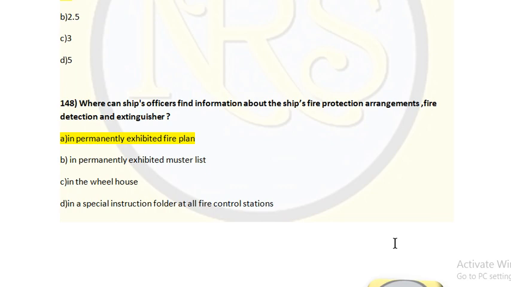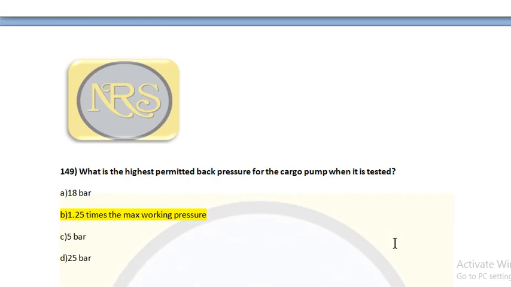Option C in the wheelhouse. Option D in a special instruction folder at all fire control stations. The correct answer is option A, permanently exhibited in fire plan. Fire plan will have all the details, including the emergency exits, also mentioned over it with the layout of the ship structure with respect to each deck. So question number 148, option A is the correct answer.